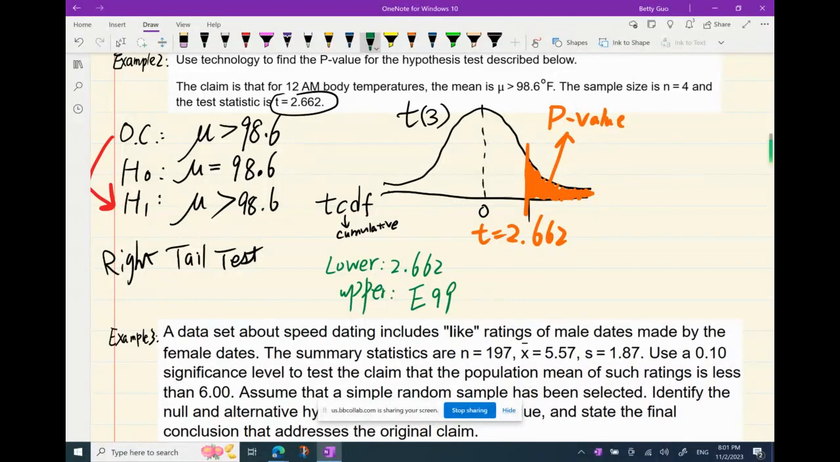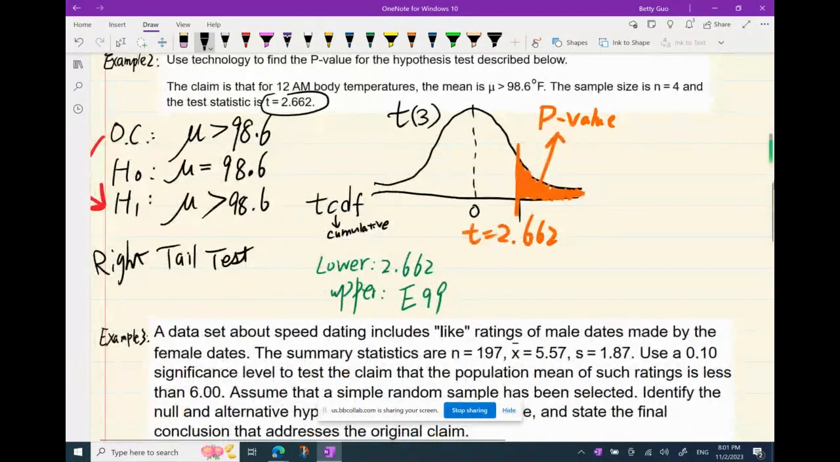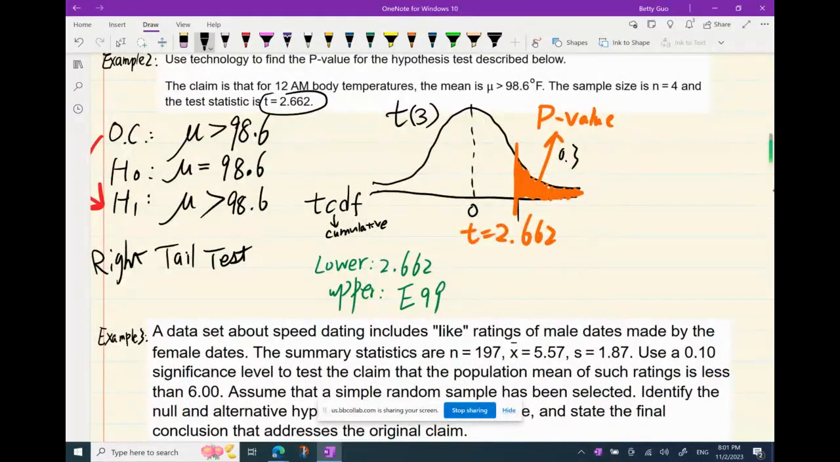So let's enter 2.662. And the upper is positive, you don't have to enter positive, just a double E, second comma, 99. DF, again, degree of freedom. Our sample size is 4, so the degree of freedom is 4 minus 1, 3. So enter 3 there, and then paste. The number I got is 0.03.